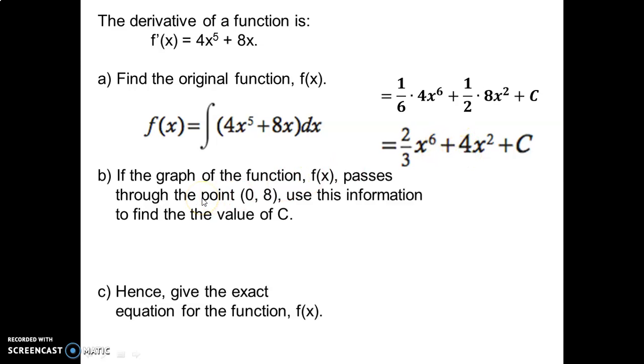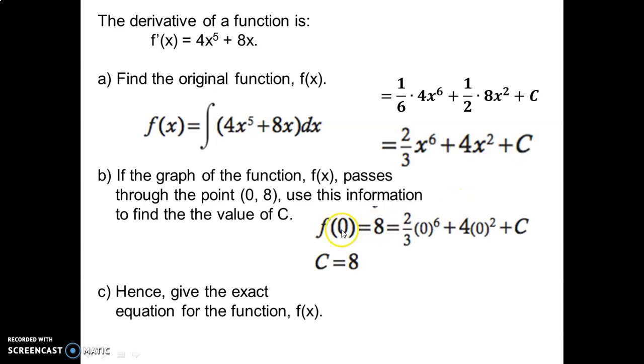And B, it says, if the graph of the function f of x, so this original function, passes through this point, use this information to find the value of c. Because right now, when we take the indefinite integral, we always have this unknown c value. But now we're given a point on the original function. That point should allow us to solve for c. Try it now.